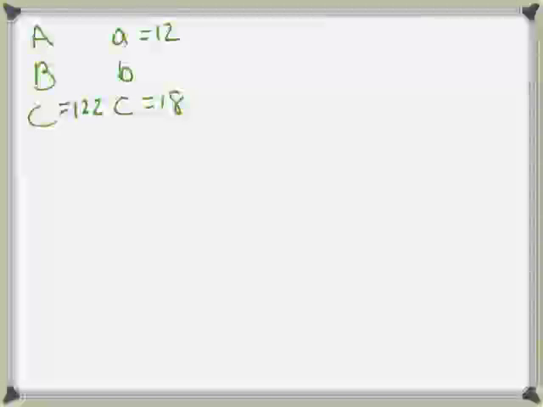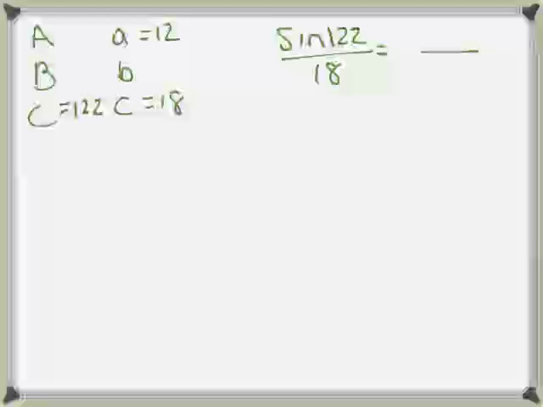But we do know both parts of one letter, so we're going to start this problem with the law of sines. So I'm going to set up sine of 122 over 18, the pairing that I know both parts of. The only other thing I know at this point is 12, which is a side, and sides have to go on the bottom, so that 12 has to go on the bottom. 12 matches with angle A, and we always want sines of angles, so sine of A goes on top.